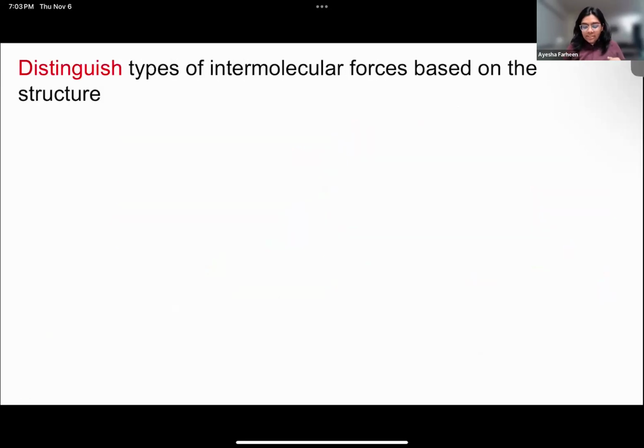Okay, so in the next class, we're going to talk about the different types of intermolecular forces, and this is the really fun part.